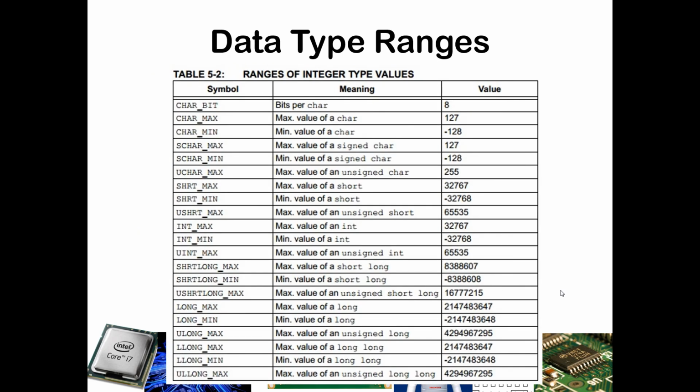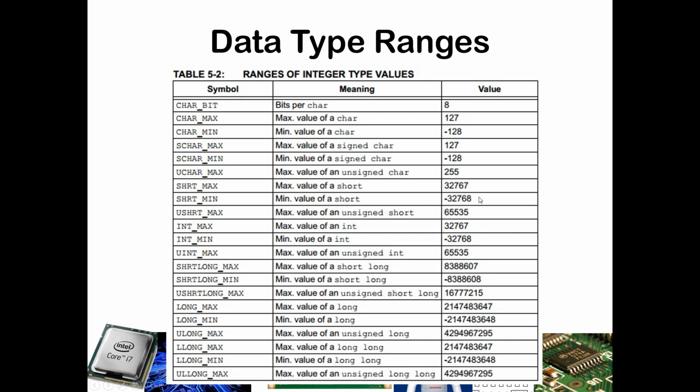You also have, here's the various ranges. So for the bits per char, you have 8 bits. Max value of a char is 127, minimum value negative 128. That shows the range of 8-bit 2's complement values. You can go all the way down to negative 128, all the way up to positive 127. So chars and signed chars actually are basically the same thing. They have the same range, same number of bits. Unsigned chars allow us to get between 0 and 255.